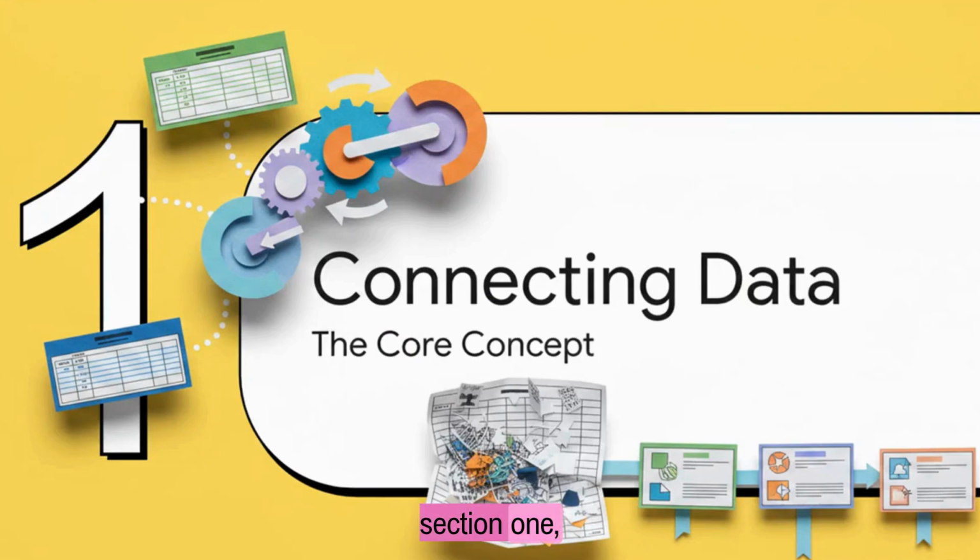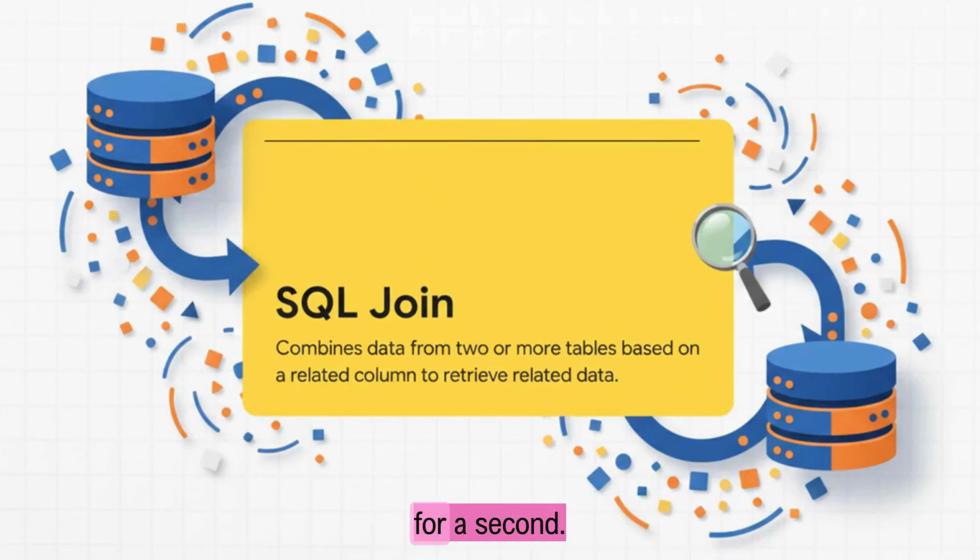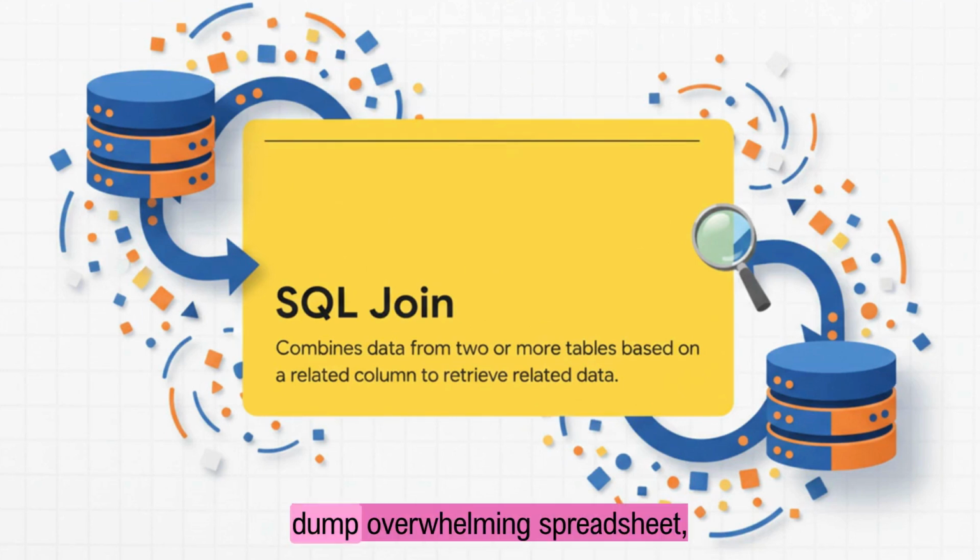All right, Section 1, Connecting Data with Joins. Let's get a handle on the core concept. Think about professional databases for a second. You don't just dump all your information into one giant, overwhelming spreadsheet, right? That would be totally chaotic and incredibly inefficient. Instead, data is neatly separated into distinct, organized tables. But to actually use that data, we need a way to seamlessly stitch it all back together.